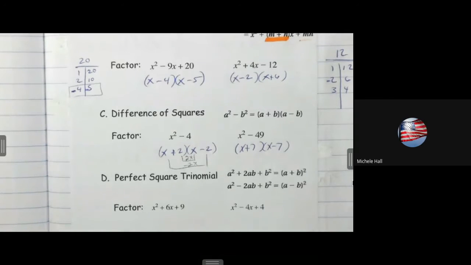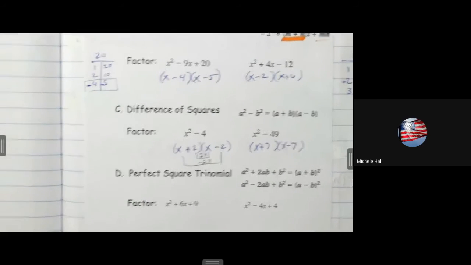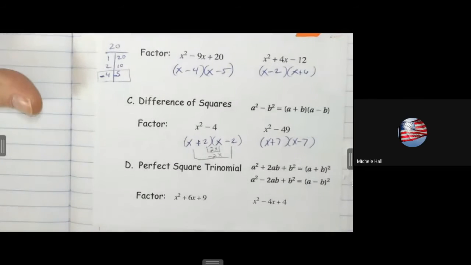X plus 7, x minus 7. That would be the difference of squares. Those are pretty easy to spot.